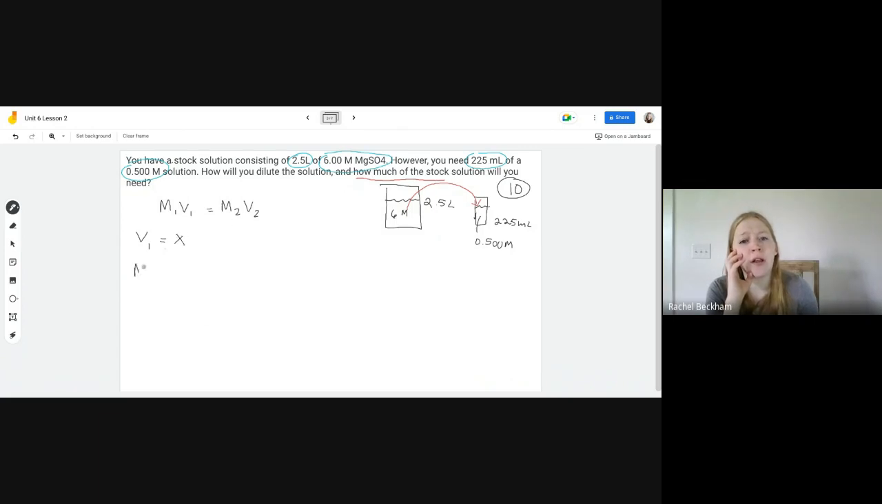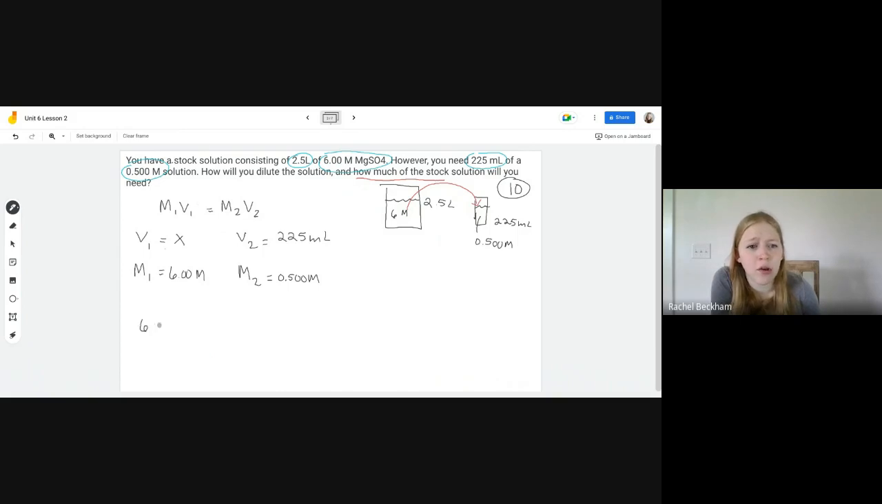And then my M1 is going to be 6.00 molar, okay? You may be wondering, why is our V1 not 2.5 liters? Why don't we know that? Well, we know we're not going to use all of that whenever we're diluting it. We're going to use just a little bit of it. We're going to take some of it out. So we aren't going to use that whole 2.5 liters. So we really are solving for our V1. My M2 is 0.500 M, and my V2 is 225 milliliters. And now I can plug it into this equation.